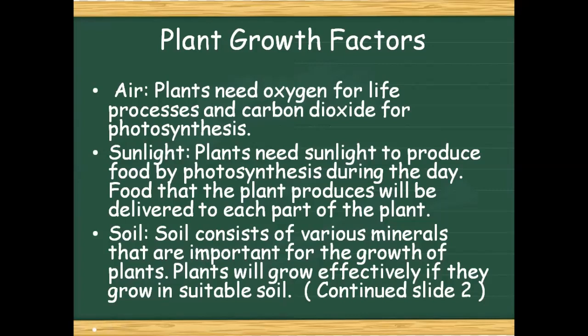Now, the next one the plants need is sunlight. Plants need sunlight to produce food by photosynthesis during the day, because during the day the sun is out. The food that the plant produces will be delivered to each part of the plant.